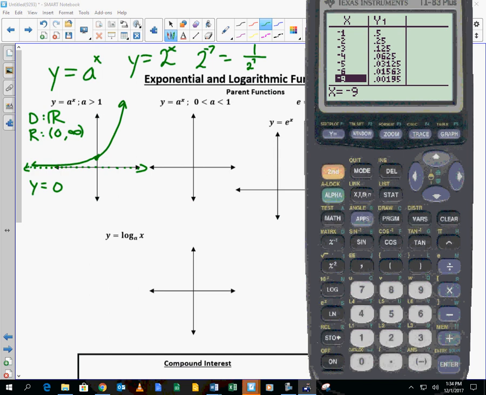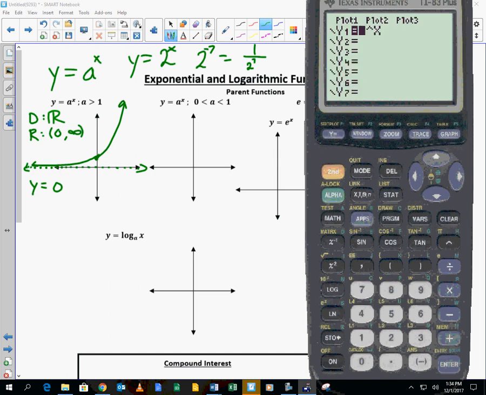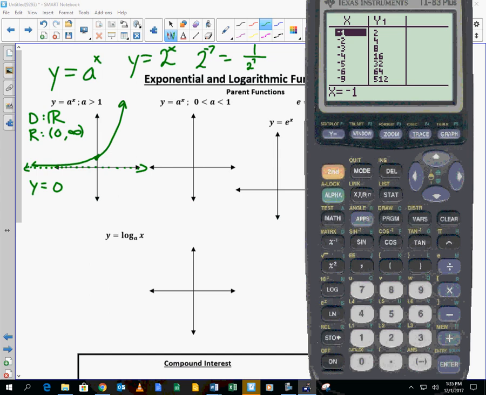I'm going to switch it. Right now, my a value is greater than 1, so we had a value of 2. I'm going to switch it so that the a value is less than 1. I'm going to make it a 1/2. So parentheses 1 divided by 2 raised to the x power. And now when I look at my table, well, what do you notice about the negative values now? They're really big. And then the positive values will be really small. And the graph goes like that.